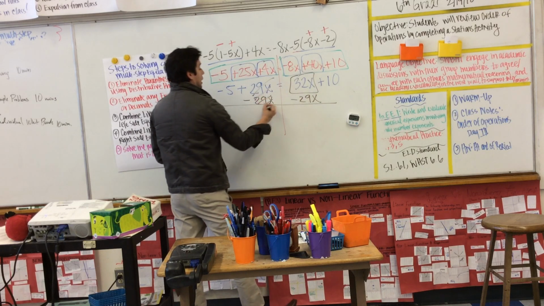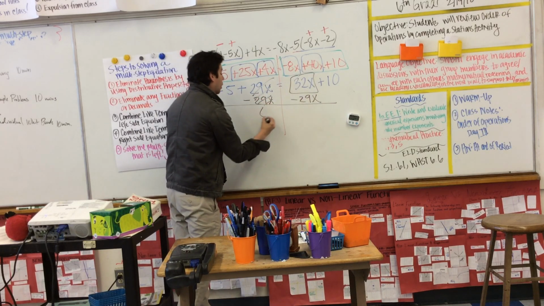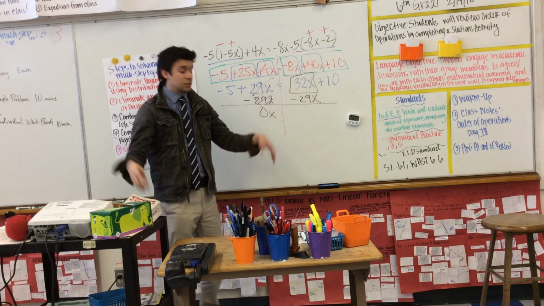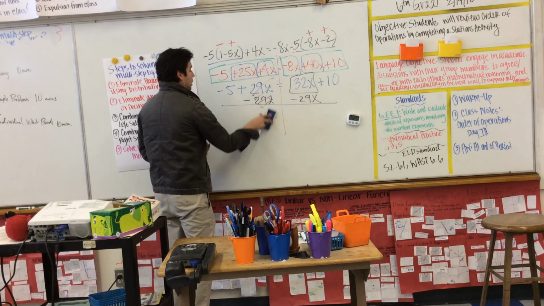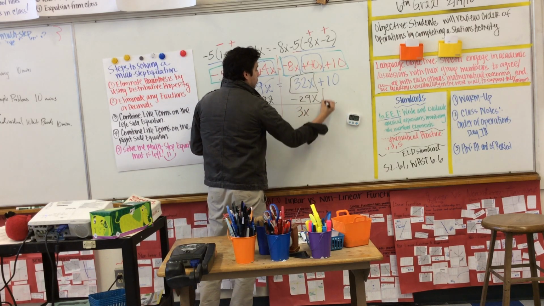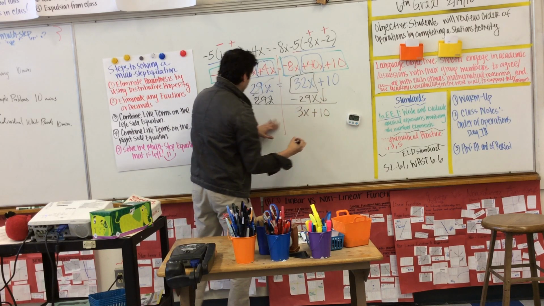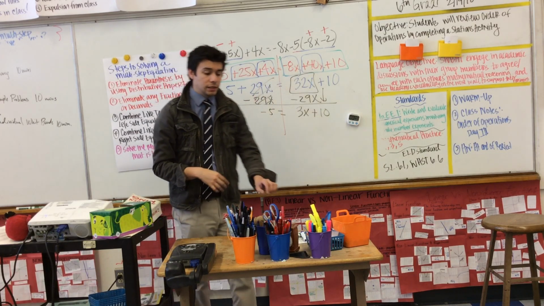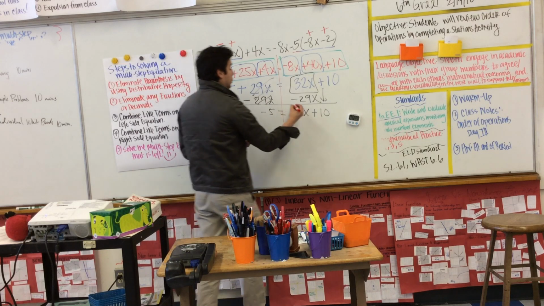So I know that cancels out. No, there is no such thing as a 0x. Once they cancel, they cancel. There's no such thing as a 0x. 29, 30, 31, 32. That's a 3x. Drop the plus 10. These canceled out, so I put negative 5. We're almost there. Circle your variable term.